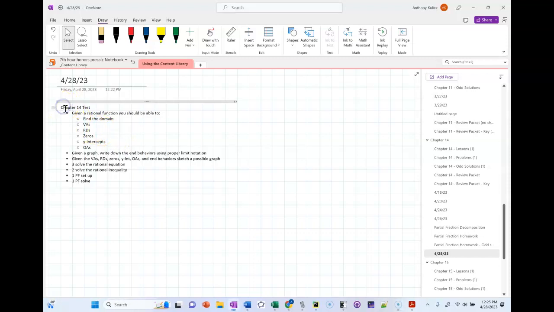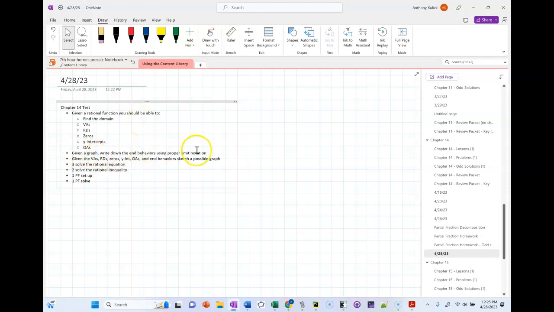So I want to talk here about the Chapter 14 test. For the Chapter 14 test, you should be able to find the domain of a rational function, vertical asymptotes, removable discontinuities, zeros, y-intercepts, and other asymptotes. What's that sound like? The homework quiz, right?